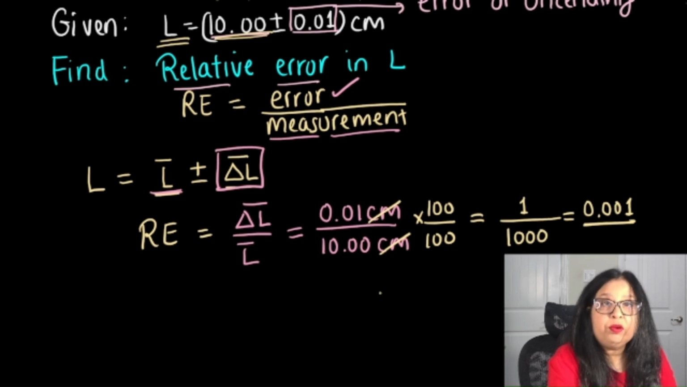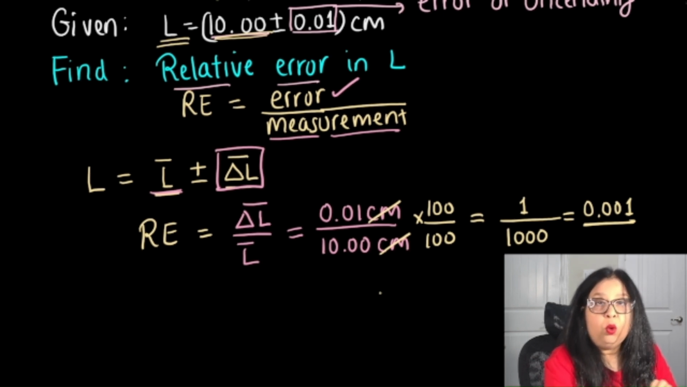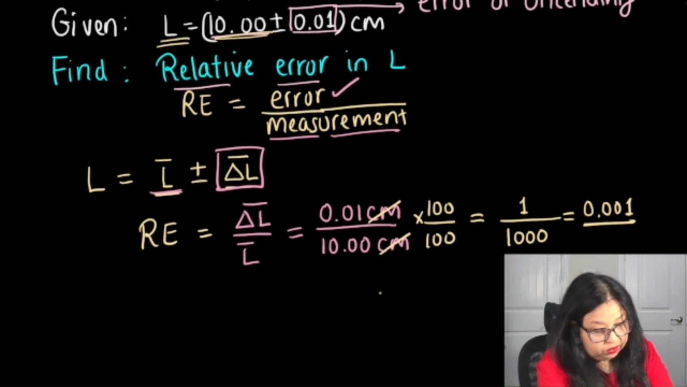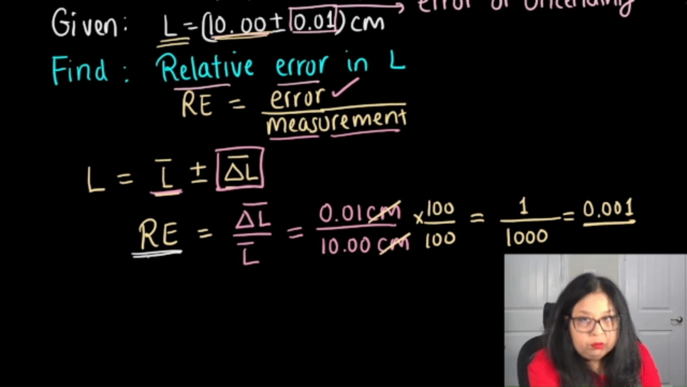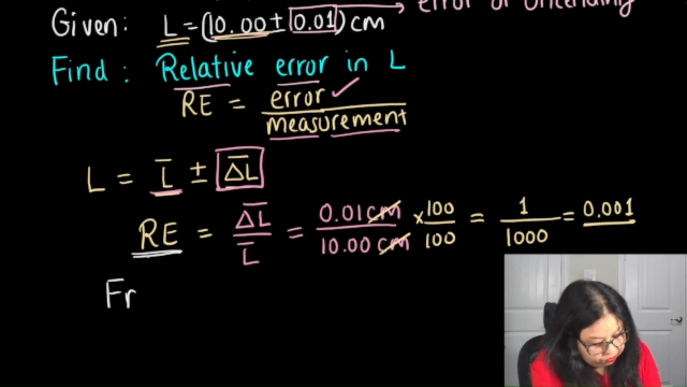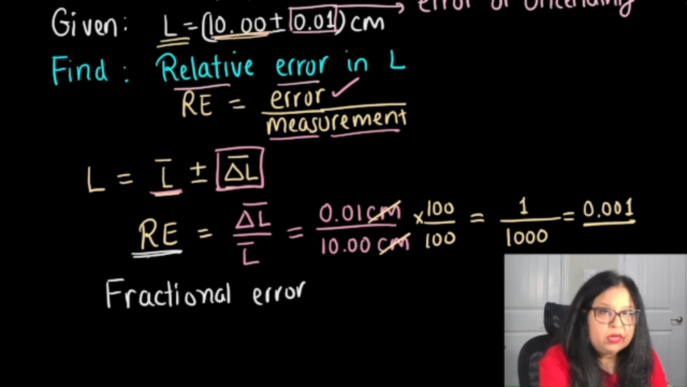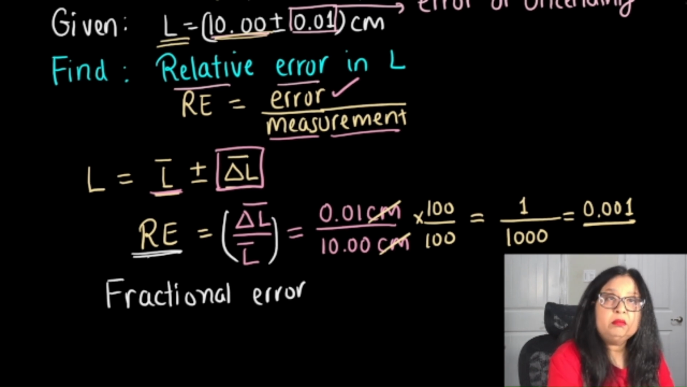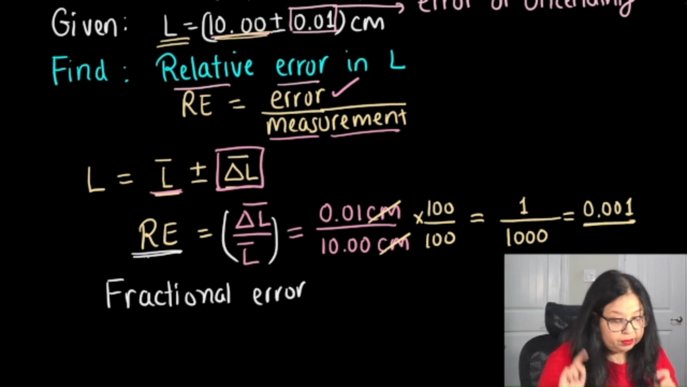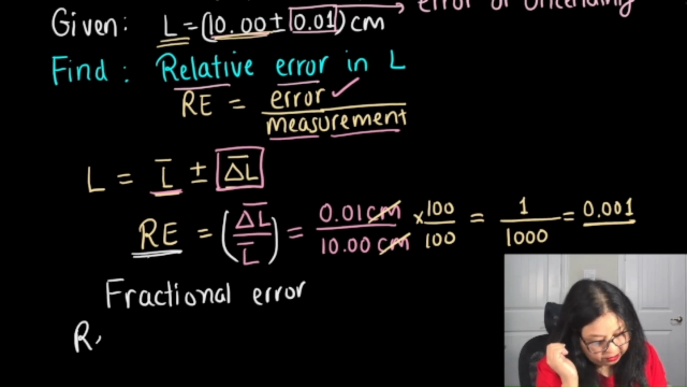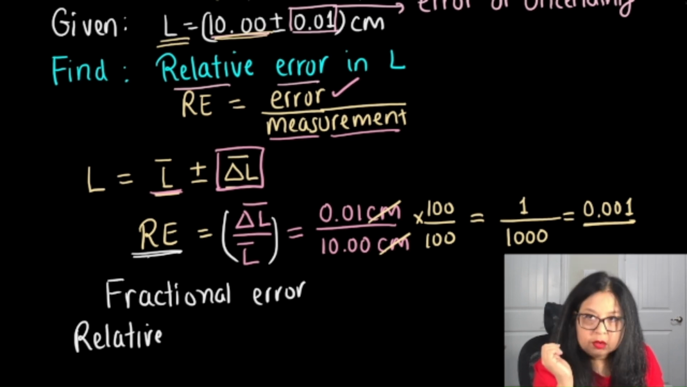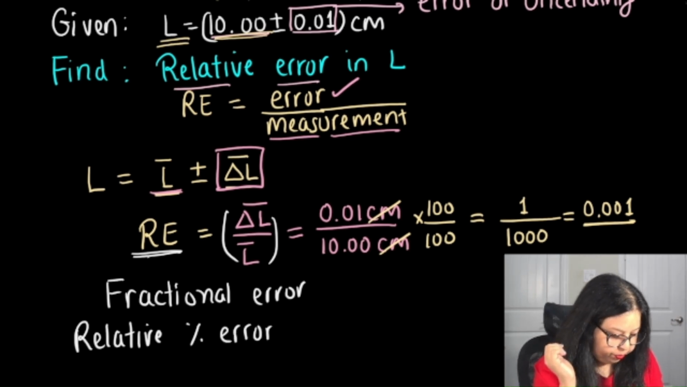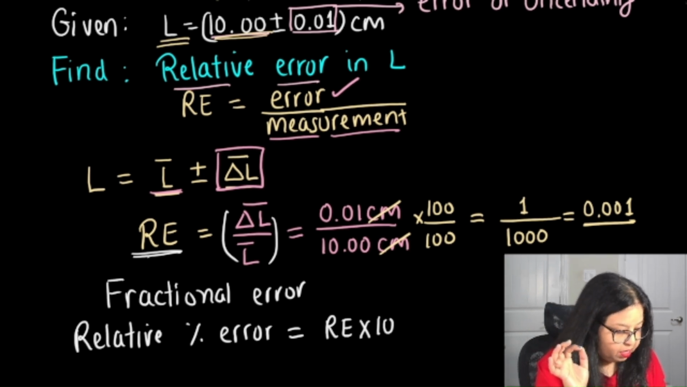By the way, this relative error has another term used for it. It is also called fractional error. And I'm sure you can see why it is called fractional error, because it is a fraction. Another thing that comes from here is relative percentage error. And it is quite simple actually. It is relative error times 100.